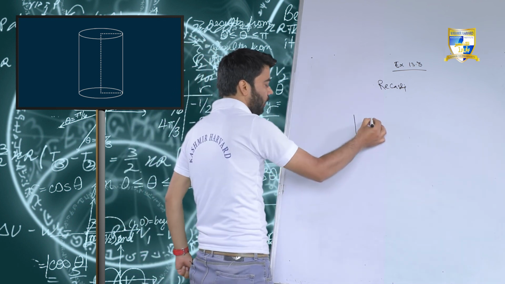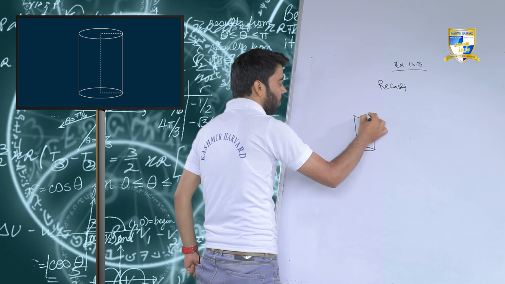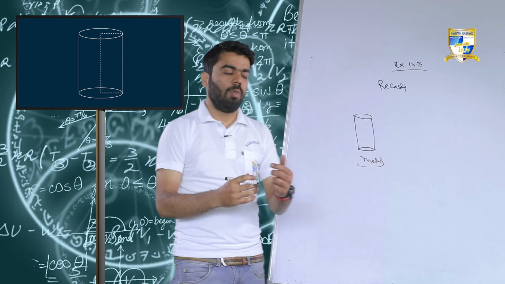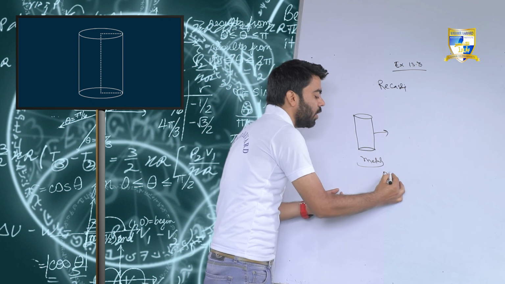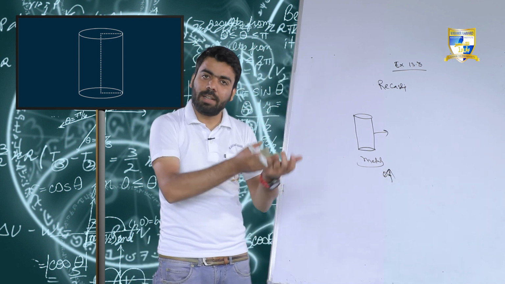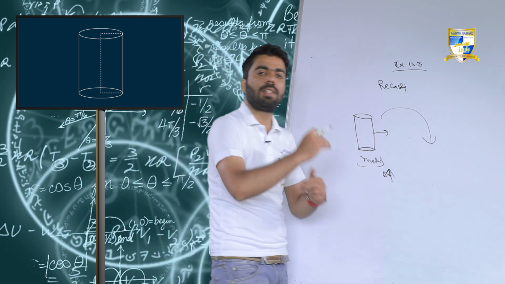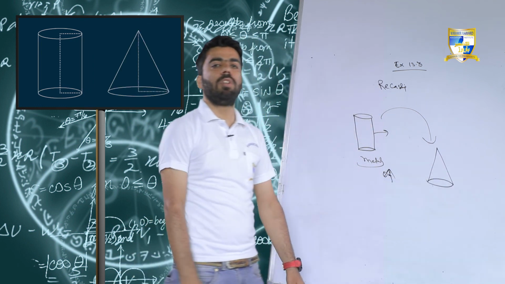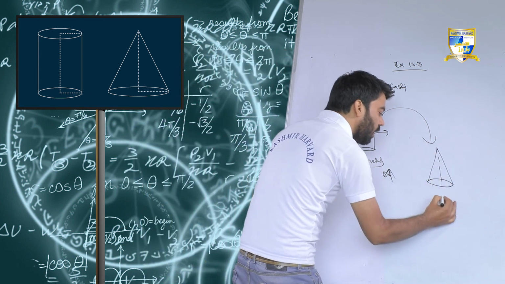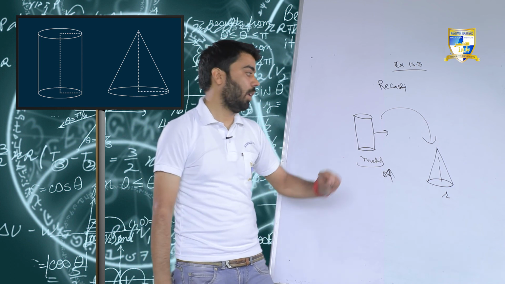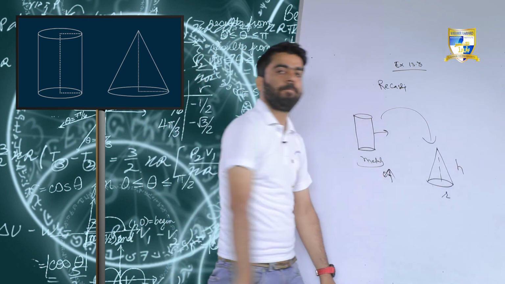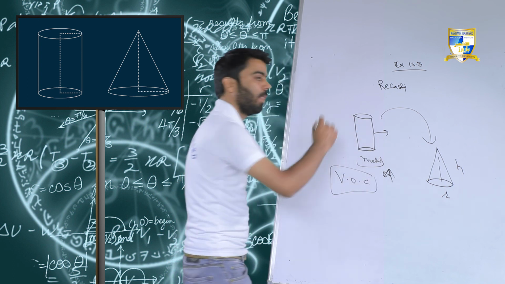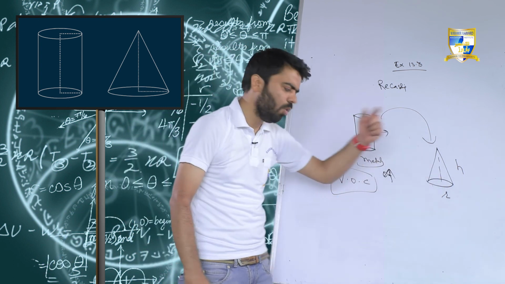Suppose you have a solid that is in the shape of a cylinder, and its dimensions are given. It's made up of metal. Now we are increasing the temperature, and this solid is melting, and getting transferred into some other shape, let it be a cone. Now the question will ask you, if the radius of the cone is given, calculate the value of its height. That means here I can get the value of the volume of the cylinder. And here I know the formula of the volume of a cone.